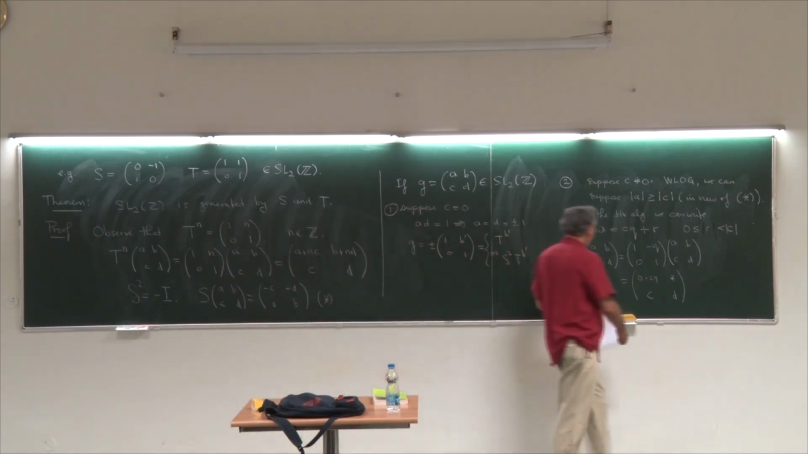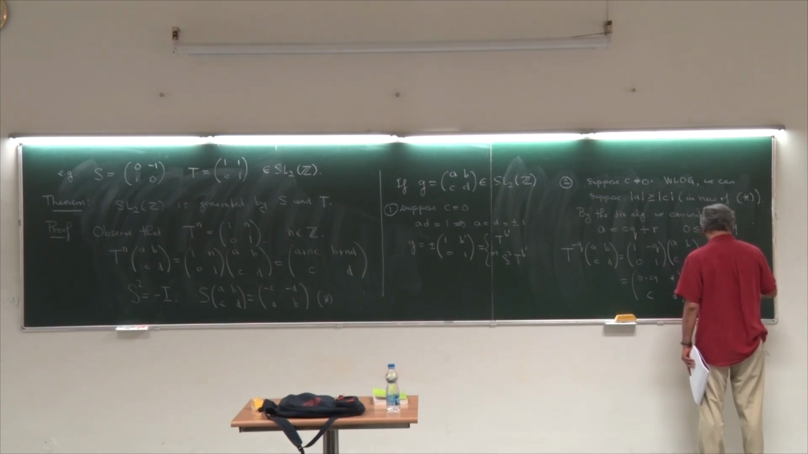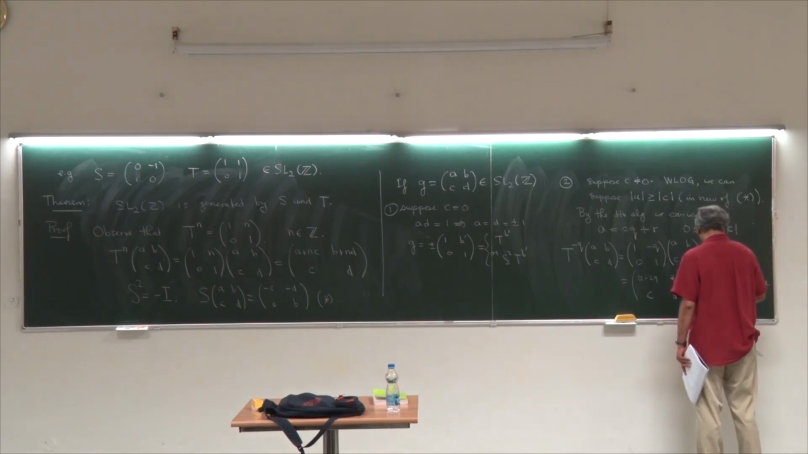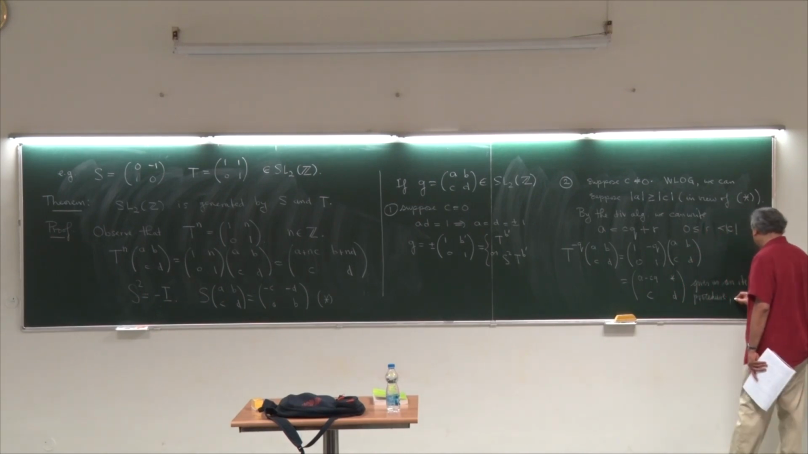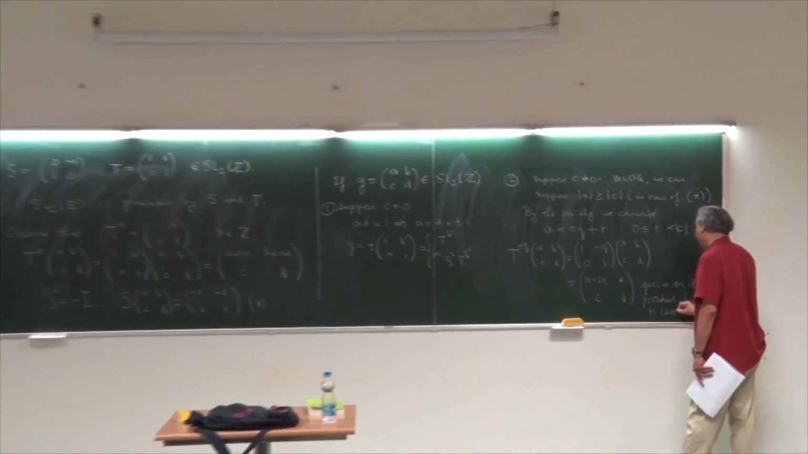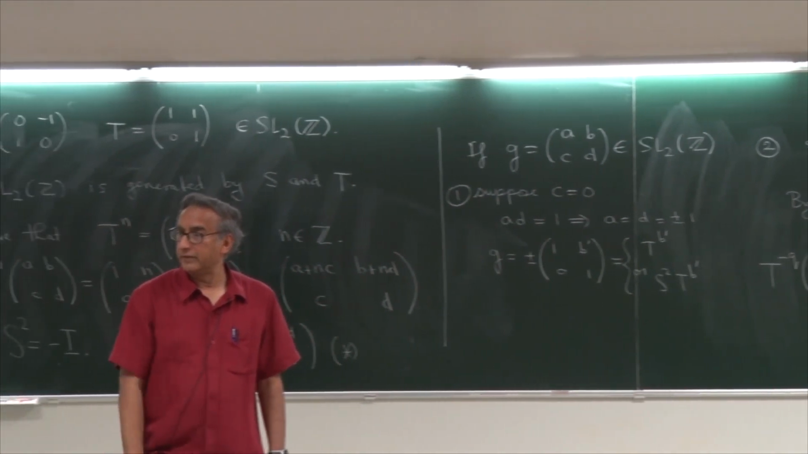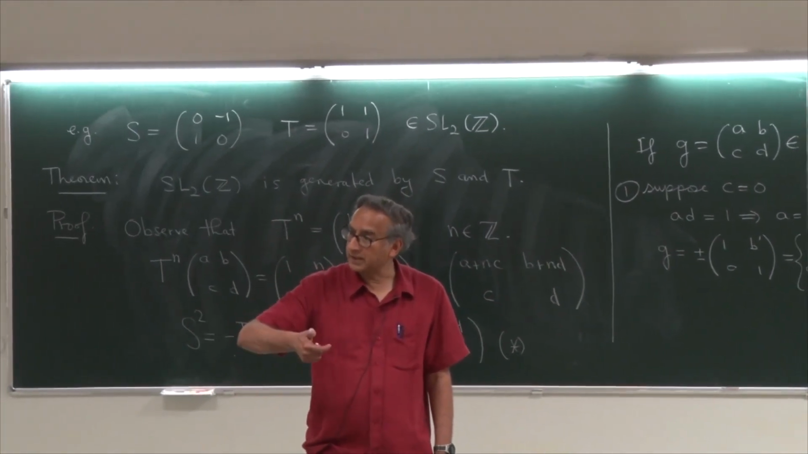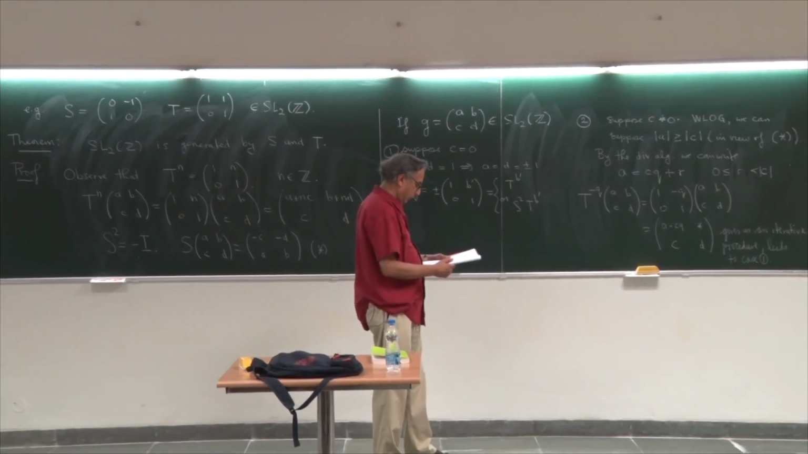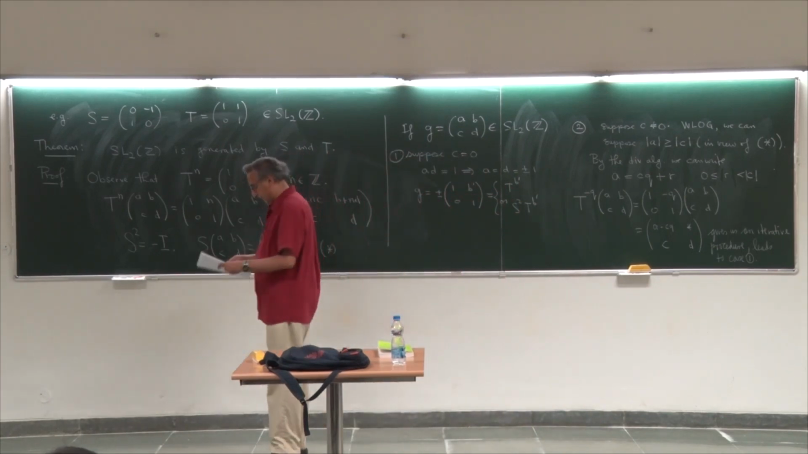So iterating this procedure gives us an iterative procedure which, after a finite number of steps, leads to case 1. So by applying T to the minus Q umpteen times for various values of Q, or S's in order to flip these two around, so S's and T's, you're back into this case, and then finally you're done. So that shows that SL2Z is generated by these two matrices. That's a nice theorem in its own right.